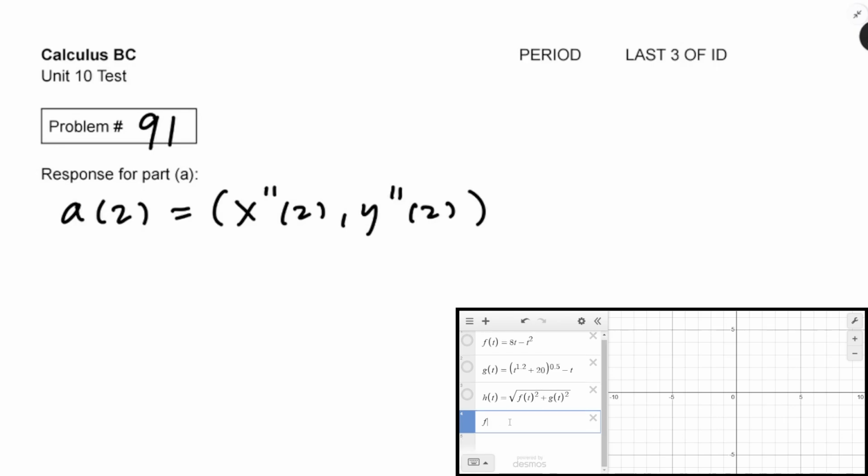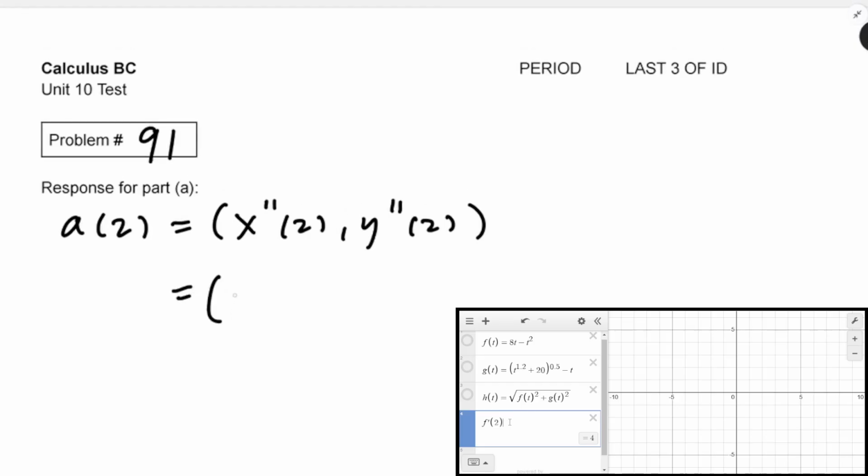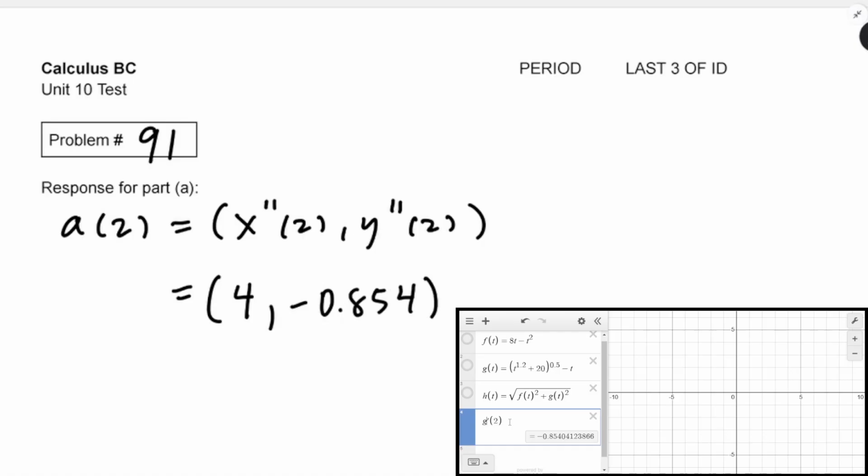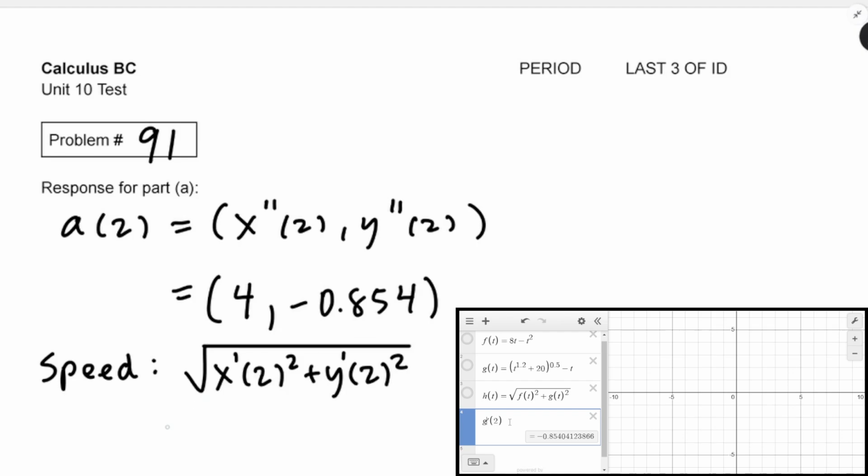F prime of 2, I didn't put in the prime. Okay, f prime of 2 is equal to 4, so that does make sense, thinking about what x prime was equal to. And then we can just go change that out to a g prime and get negative 0.854. And if we want the speed at time t equals 2, I'm going to show what I'm plugging into the calculator. That would be x prime of 2 squared plus y prime of 2 squared. And that's going to equal just h of 2 is 12.305.